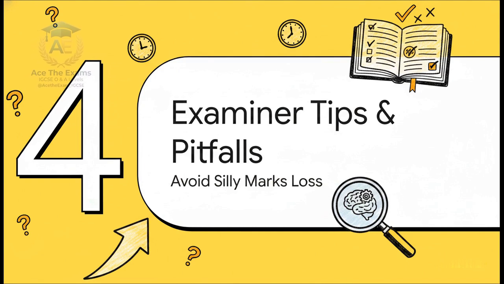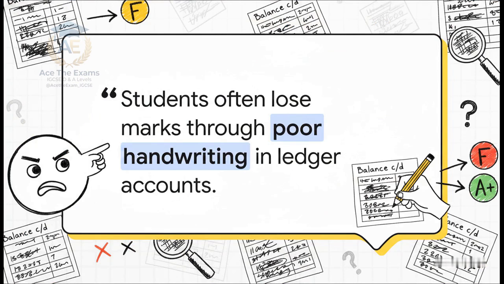Finally, Part 4, Examiner Tips and Pitfalls. Let's talk about where students usually go wrong. Here is a massive, completely avoidable warning straight from the principal examiner reports for 2024 and 2025. Students often lose marks simply through poor handwriting in ledger accounts. I know it sounds silly, but if the examiner literally cannot read your numbers or distinguish your balance C/N, you simply won't get the credit.